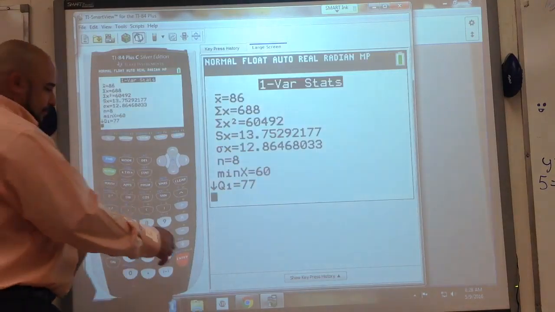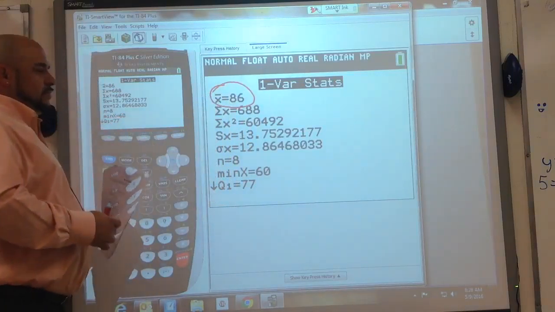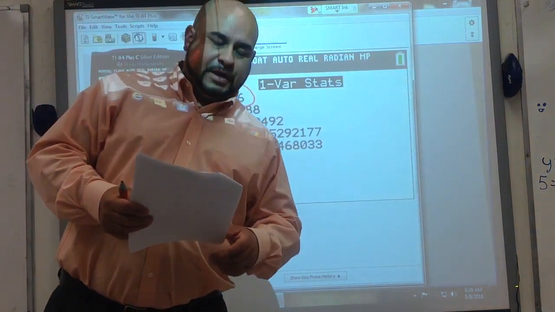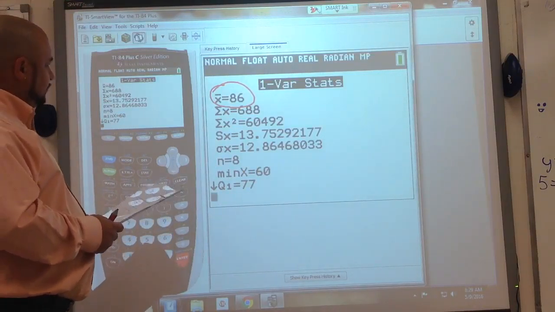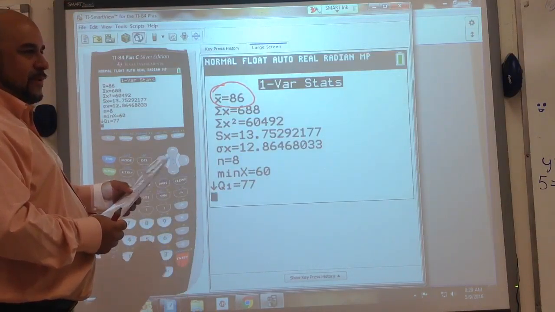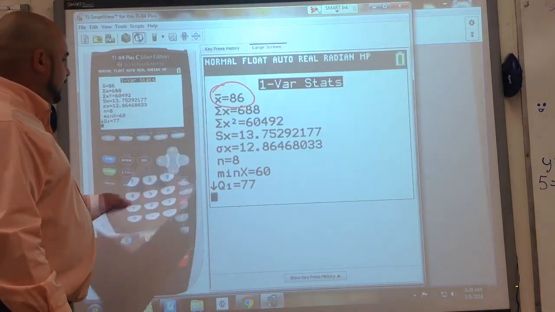Now I mentioned to you the first symbol up top, very important. What is this one called? The mean. Okay? So you have 86 there. So go ahead and fill that in on your paper. The mean is 86. Then step 2, find the standard deviation.